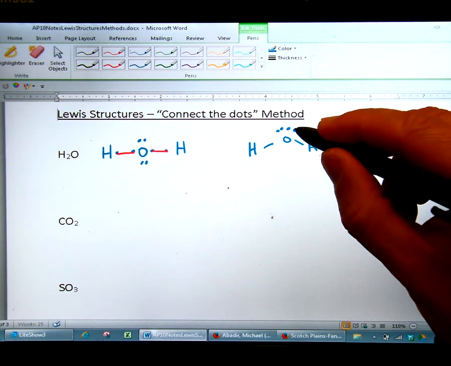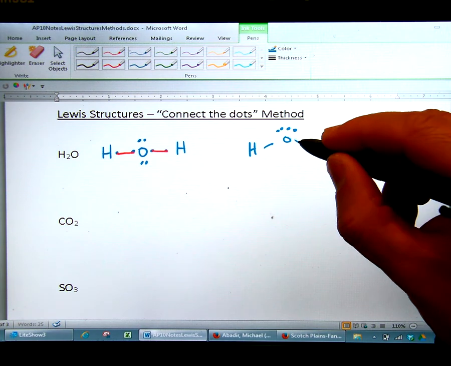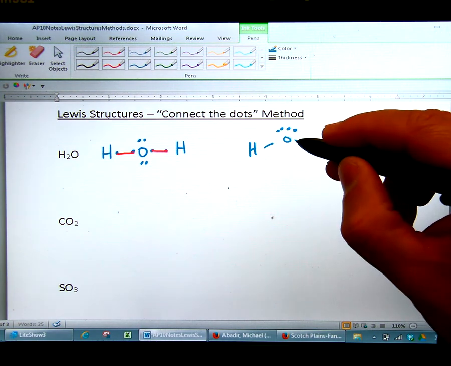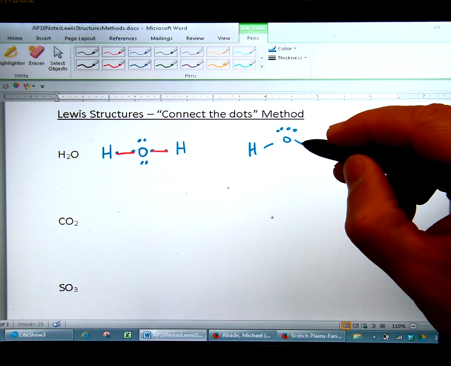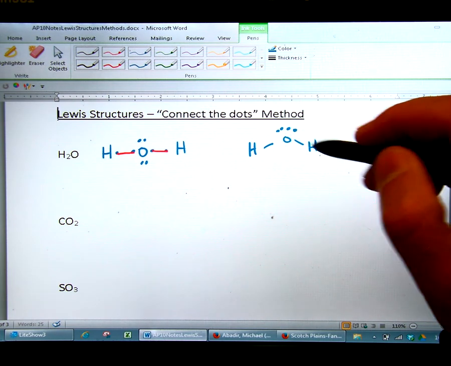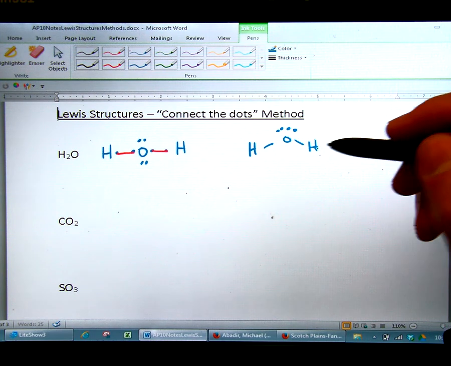O has 8 electrons, 2, 4, 6, 8. Hydrogen has 2 here, and 2 there, and that's good because hydrogen only needs to have 2 to fill its outer level, whereas oxygen needs 8. So oxygen follows the octet rule versus hydrogen, which does not.